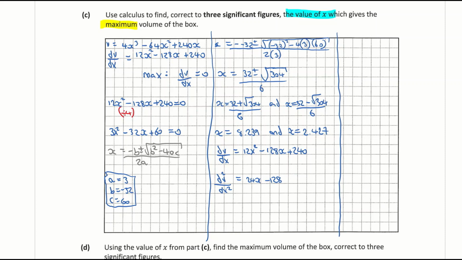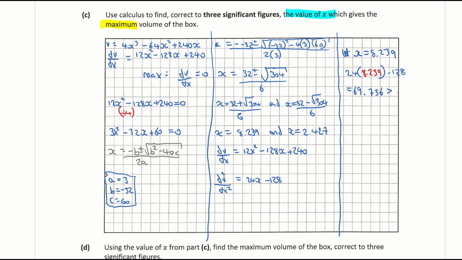So that's basically what we now have to do. First of all, I'm running out of space here, but let x equal my first value, which was 8.239, and I'm subbing that into my second derivative, which is 24 times 8.239 minus 128. When I work that out on my calculator, I'm getting 69.736. So that's my first value.